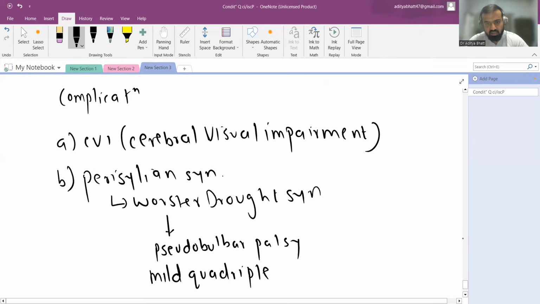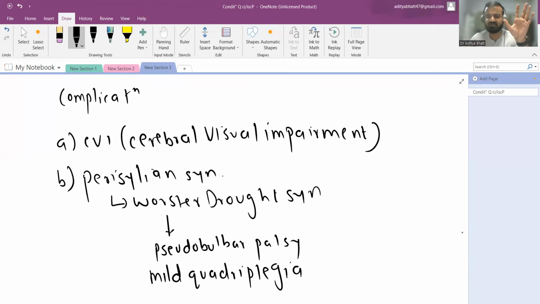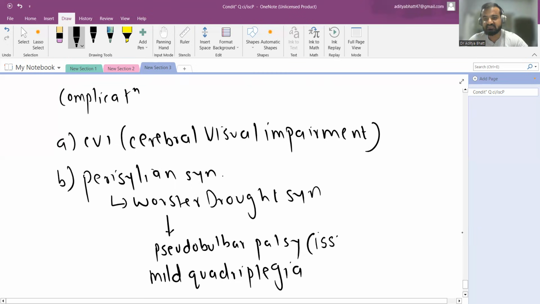So when you score this patient on the GMFCS, they have good ambulation. These patients have very good ambulation because they have mild quadriplegia. But the pseudobulbar palsy is the issue, and this is neglected in the patient. Due to this, the patient will not take nutrition properly and will worsen. That is why this is a very important syndrome.